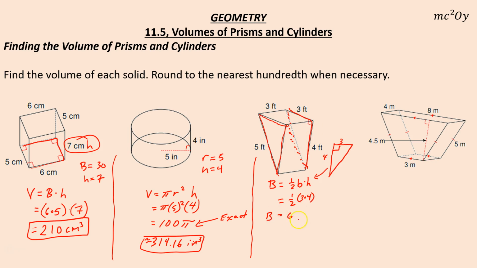So B is 6. Okay, whereas the height of the prism, well, this is the height of the prism right here. That's 3 because it connects the 2 bases. The length that connects the 2 bases is your height. So H is 3. And so if I'm using my formula for volume, V equals, well, in this case, it's area of the base times the height, which is 6 times 3, which is 18. And that's cubic feet.